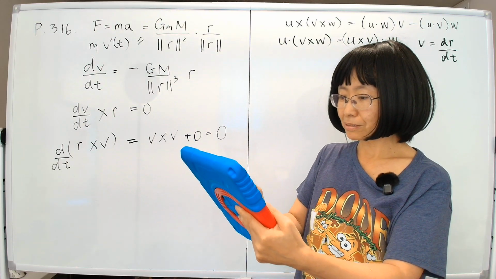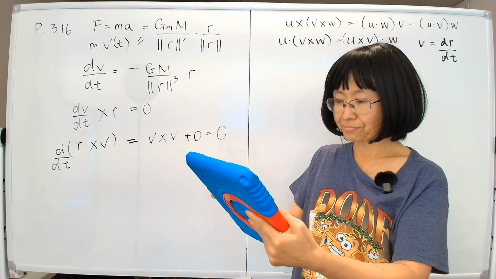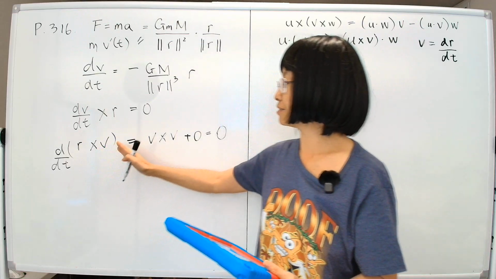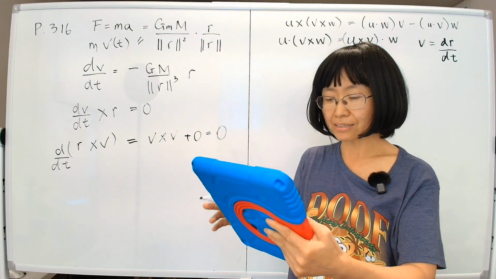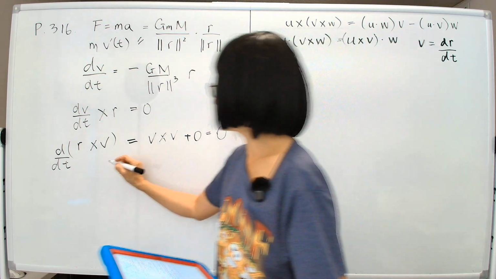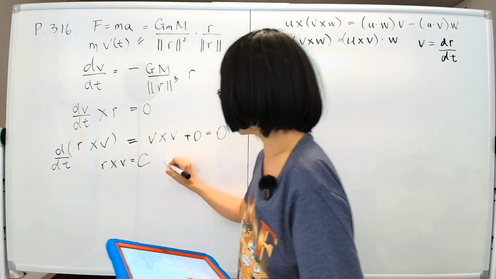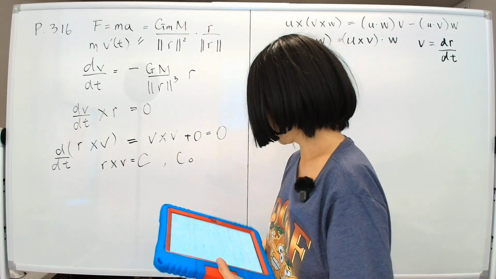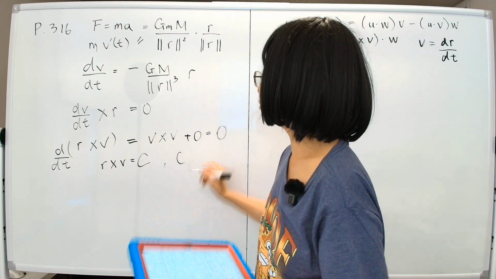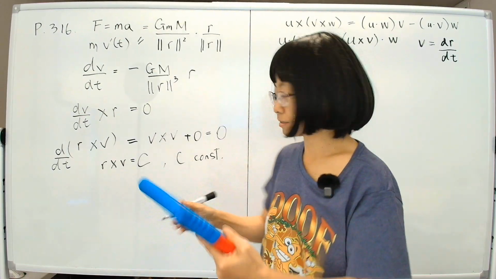But the point of doing this is we're showing that r cross v is a constant vector. I mean, yeah, because the derivative is 0, right? So r cross v must be a constant. If it's a constant, then we will call it c. So we will call r cross v equal to c, where c is some constant. So now we have established that r cross v is a constant c. Good, no?